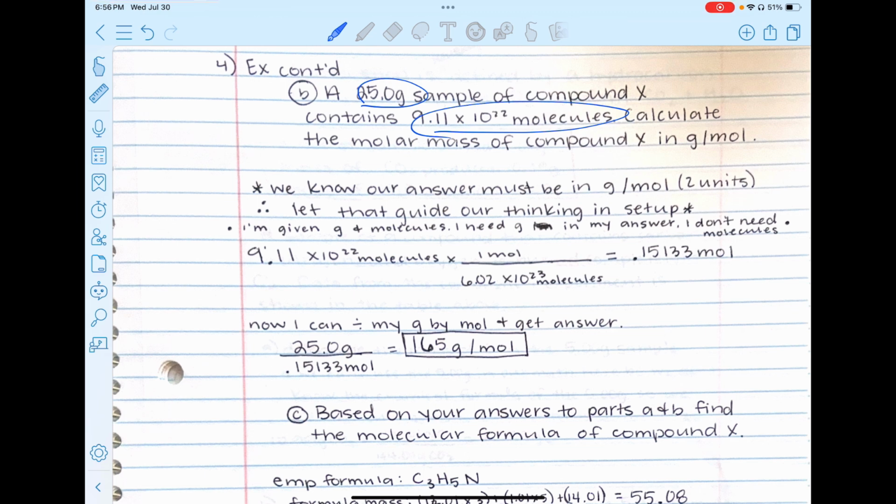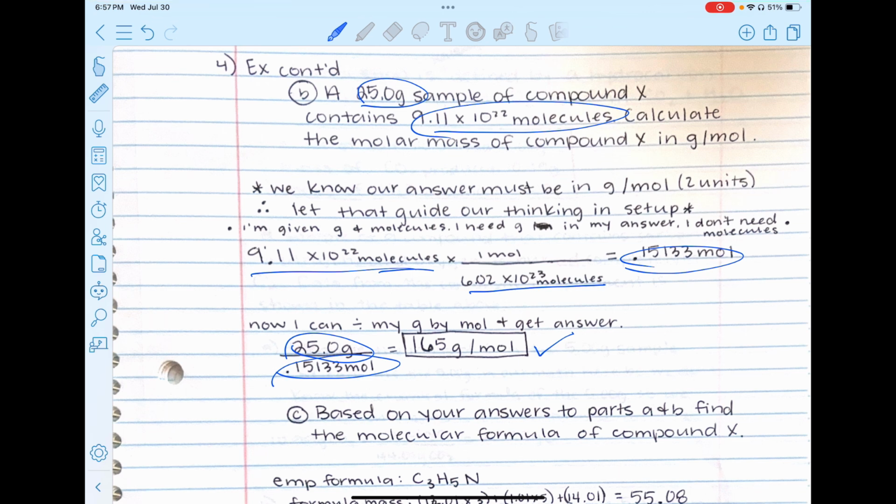So I'm going to start with the molecules, the 9.11 times 10 to the 22, and convert that into moles. I'm going to divide by Avogadro's number, 6.02 times 10 to the 23rd, and I get 0.15133 moles of this compound X. Now I have moles, and I had a number with grams already. If I take that number given in grams and divide it by the moles I just found, I have an answer in grams per mole. So 25 divided by 0.15133, and I get 165 grams per mole. And that is how we would calculate that molar mass.